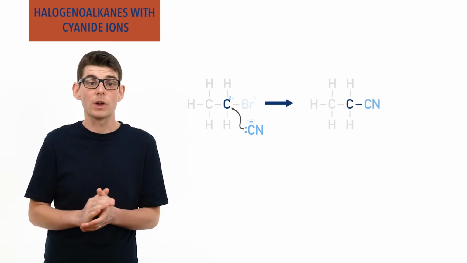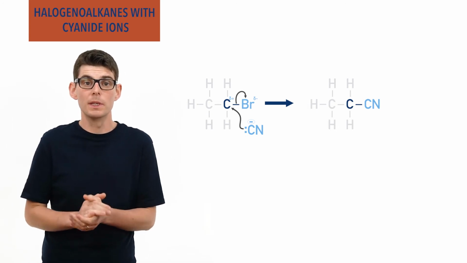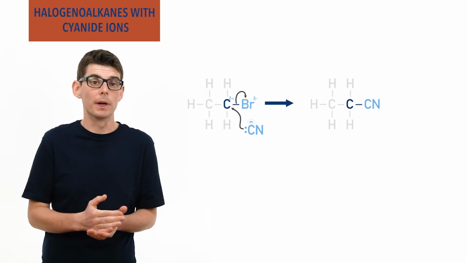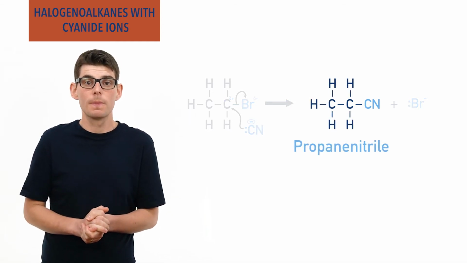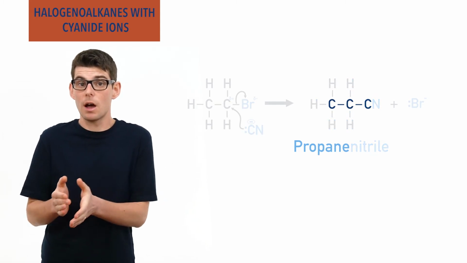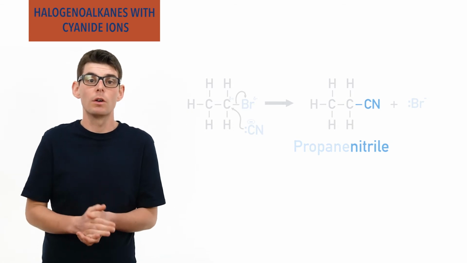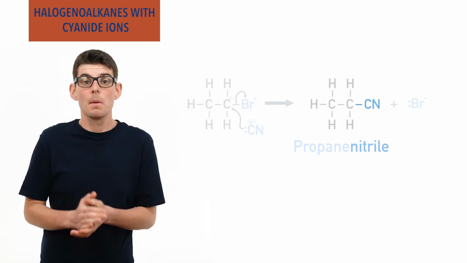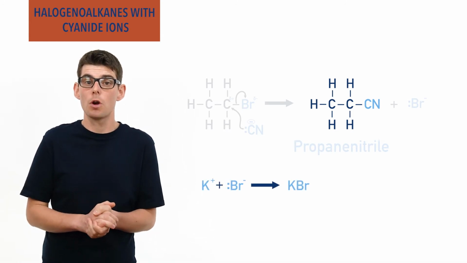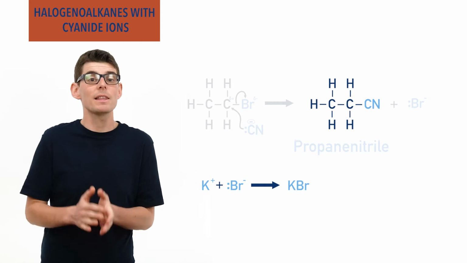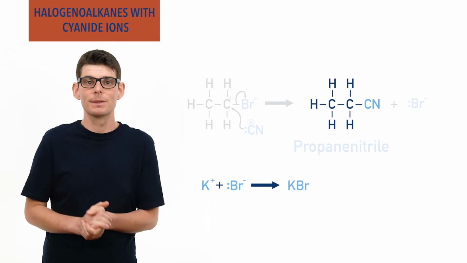At the same time, the carbon-bromine bond breaks and the bonding pair of electrons goes to the bromine, forming a negatively charged bromide ion. A nitrile, propane nitrile, is produced. Propane because the product has 3 carbons in its longest carbon chain, and nitrile because it has a CN nitrile functional group. Potassium bromide would also be present as a product due to the negatively charged bromide ion released in the reaction and the positively charged potassium ion that came from the potassium cyanide reactant.